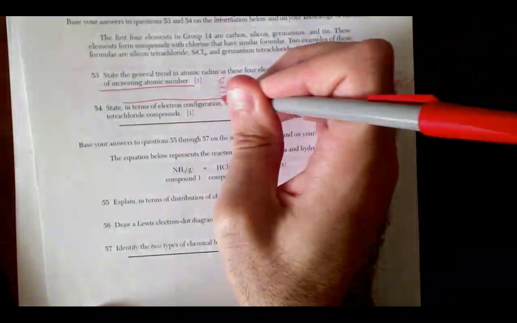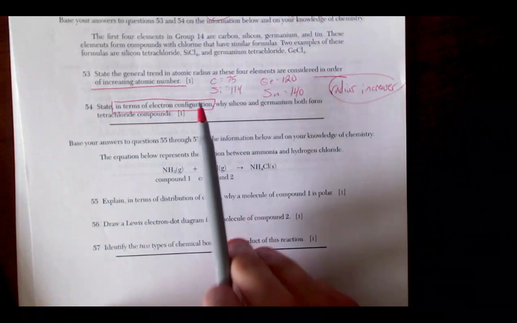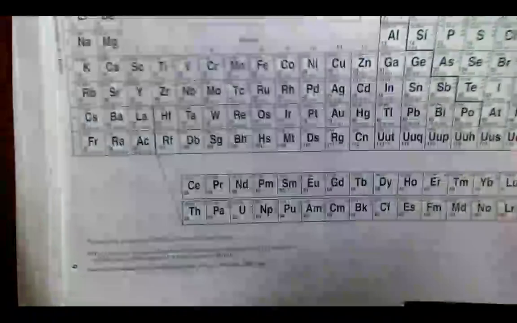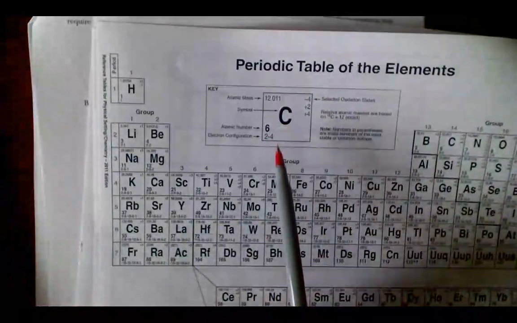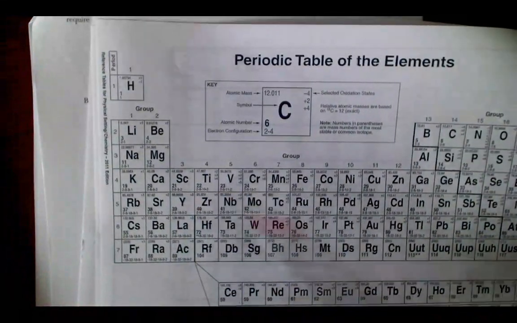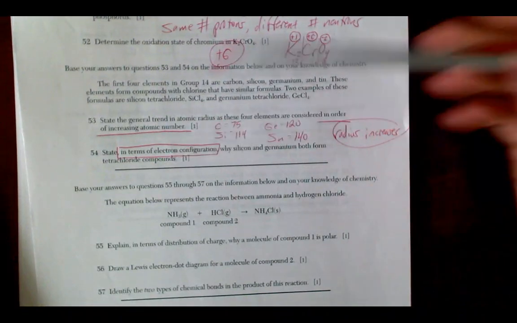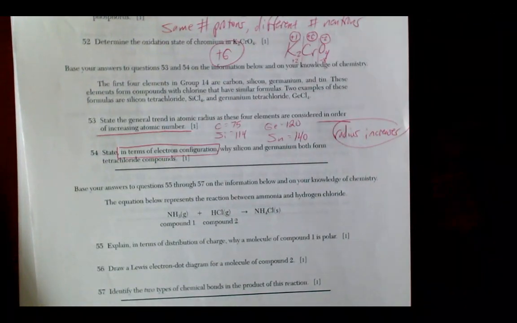State in terms of electron configuration. Here's another in terms of. I have to answer the question and make sure I'm answering in terms of electron configuration. Those numbers on the periodic table, like this, that say 2-4, 2-8-10-2, tell you how the electrons are arranged, where they are, and how many in each ring. In terms of electron configuration, why silicon and germanium both form tetrachloride compounds?